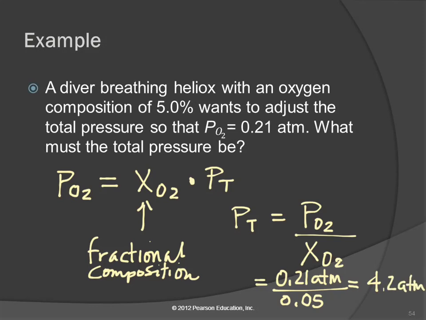So if you're breathing heliox underwater and you want to have the right amount of oxygen, you need to have the total pressure of that gas be 4.2 atmospheres. This is a good sort of calculation to understand. This is not critical. If you don't get this, you still pass the class. If you want to get an A on the test, maybe you should understand this one.